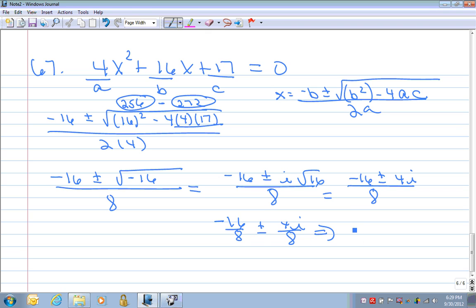And we will finally simplify. Negative 16 over 8 is negative 2. 4 over 8 is 1/2, so plus or minus 1/2 i. Now that is really two answers: negative 2 plus 1/2 i and negative 2 minus 1/2 i. But you may leave your answer in that form, and that would be your final answer.